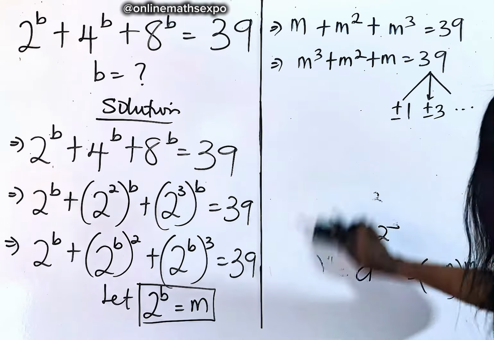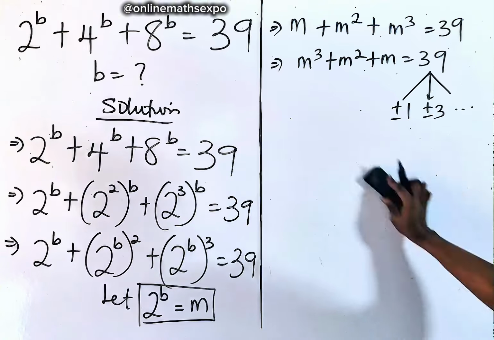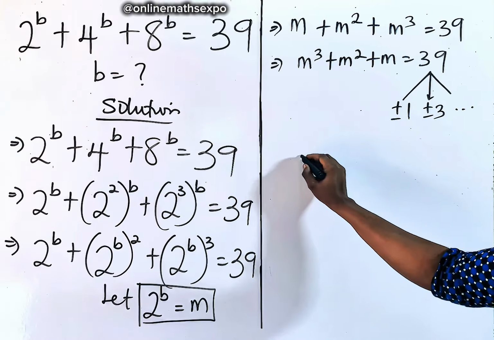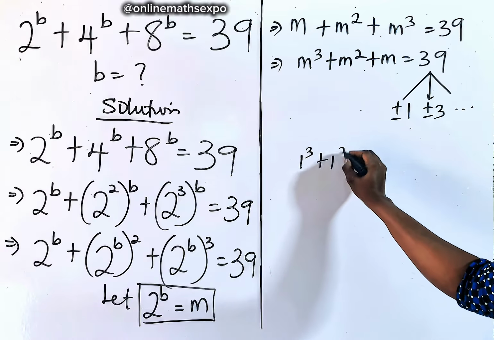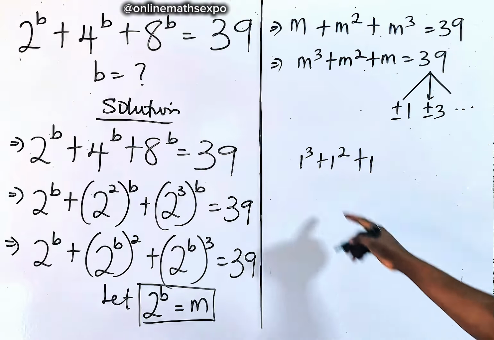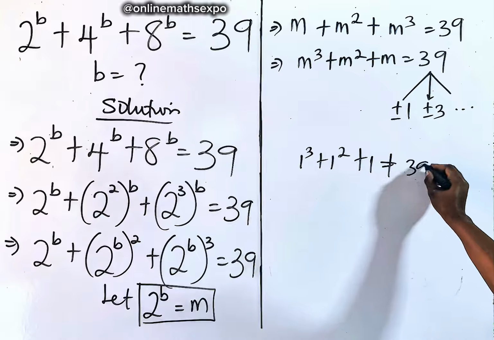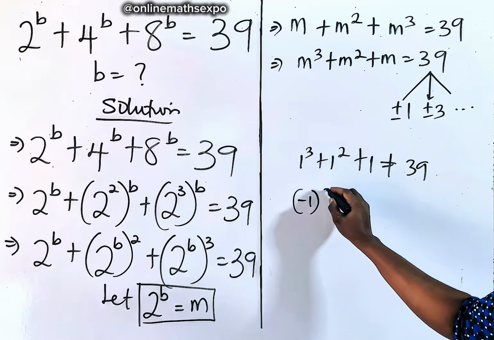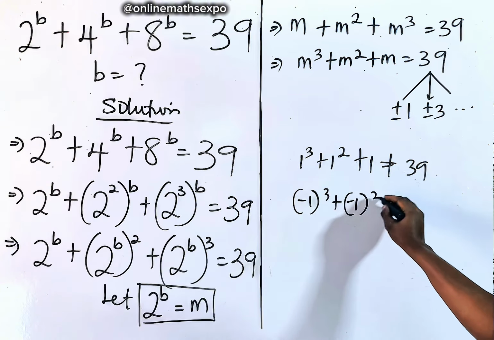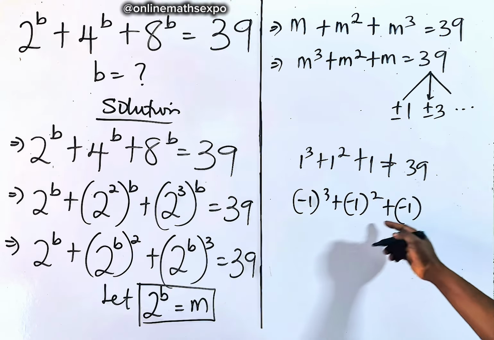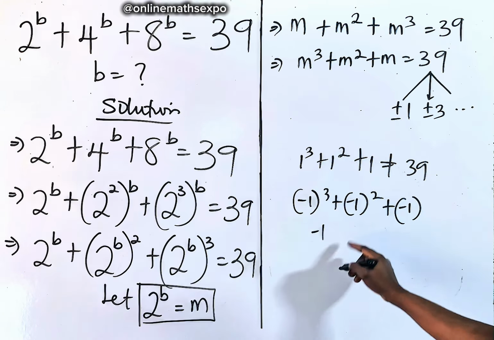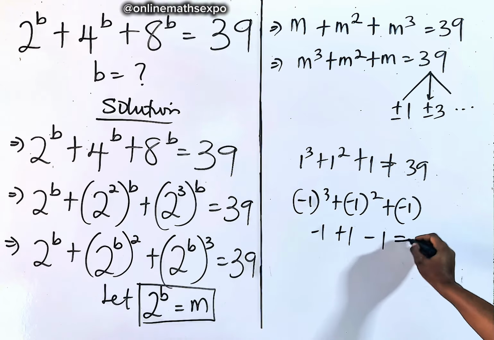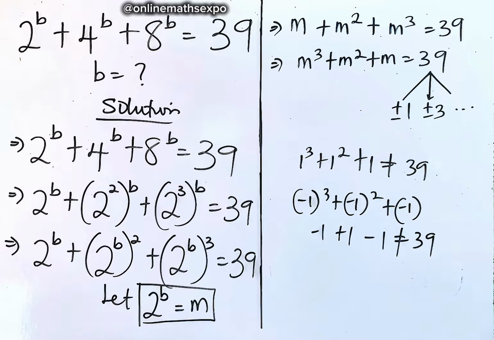Let's check for when m is 1. So we have 1 cubed plus 1 squared plus 1. This is not equal to 39. Let's check for negative 1 cubed plus negative 1 squared plus negative 1. See that this gives you negative 1, this gives you positive 1, and this is negative 1. It's not equal to 39.